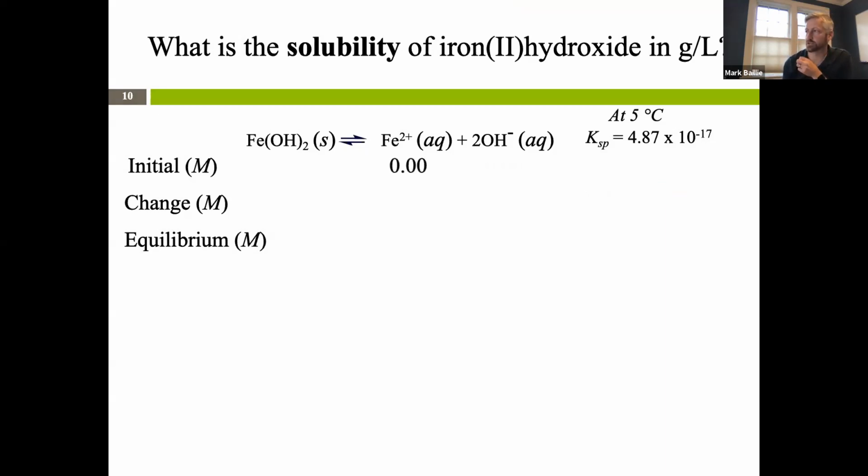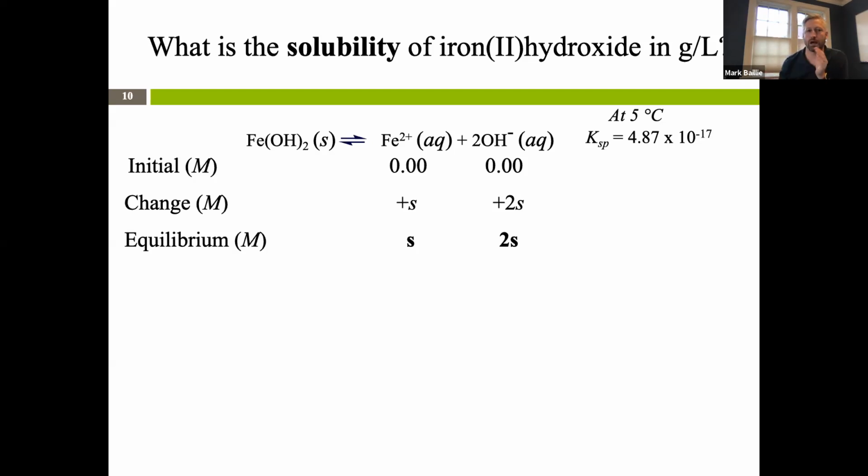So if we go ahead and fill in the table, we're basically saying, okay, we don't have any in solution. What is going to form? And so we used X's before. I just put S here because a lot of times you'll see solubility and people use S. It's the same thing, X, S, whatever you want. It's a variable. Every iron hydroxide that dissolves generates 1 iron 2+ ion, but it also generates 2 hydroxide ions. So at equilibrium, you have X and 2X, or S and 2S, whatever you want to call them.